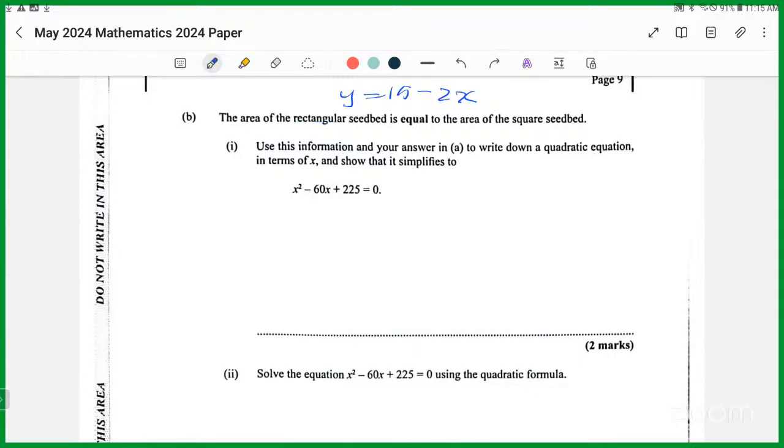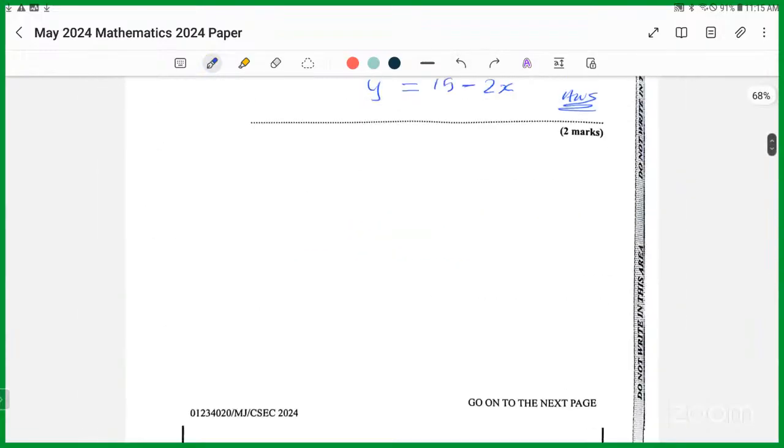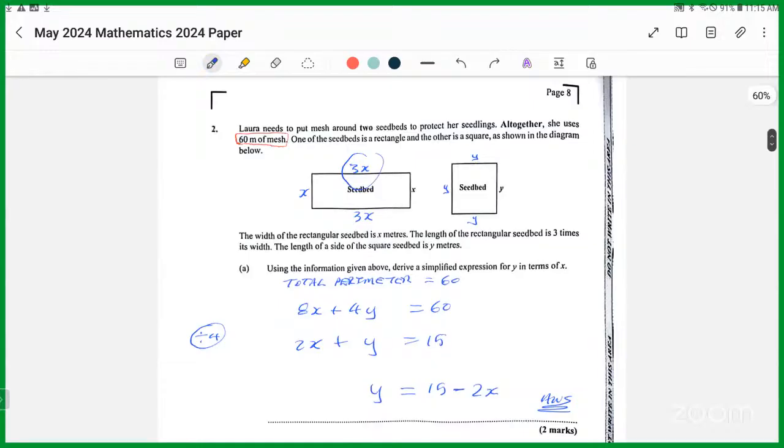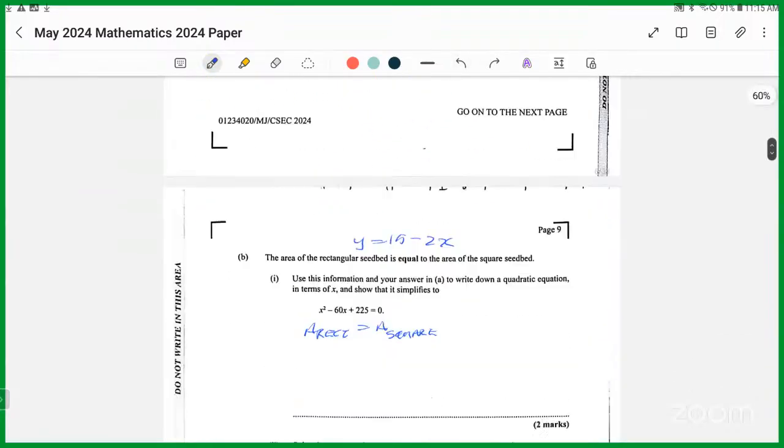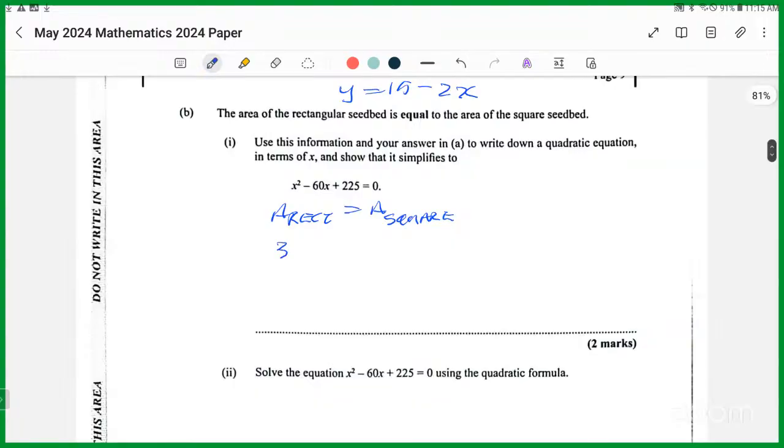What they have said here is that the area of the rectangular bed is equal to the area of the square bed. What's the area of the rectangular bed? It is 3x times x. Remember the sides were 3x and x, right? So the area of that is just length times width, which is 3x times x. And the area of this one is y times y, which is y squared. So I'm just going to write 3x times x, which is 3x squared right here. That's the area of the rectangular bed. And that's equal to the area of the square bed, y squared.